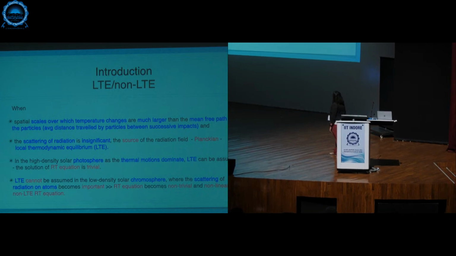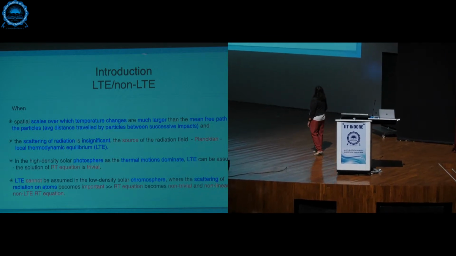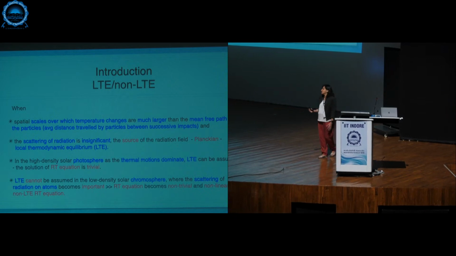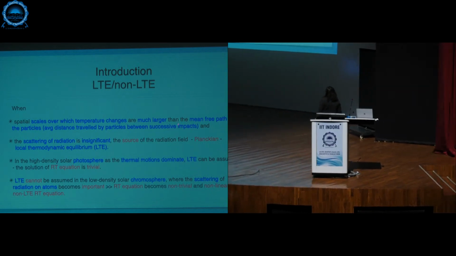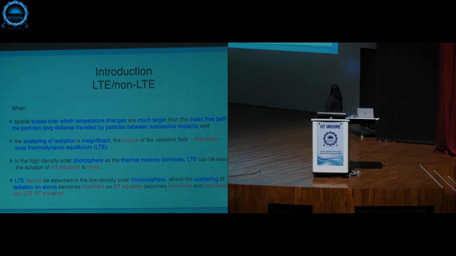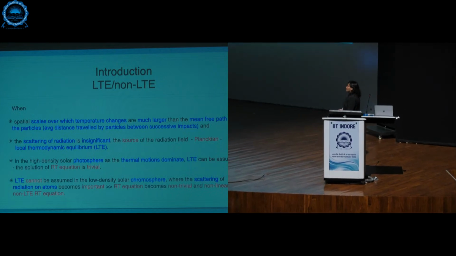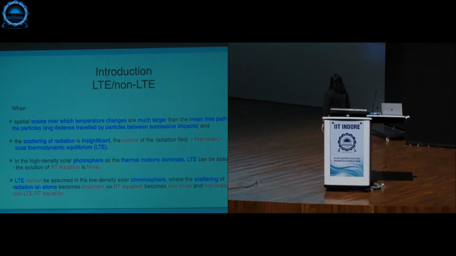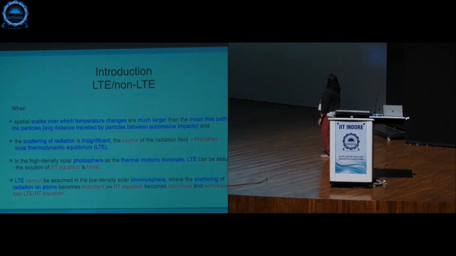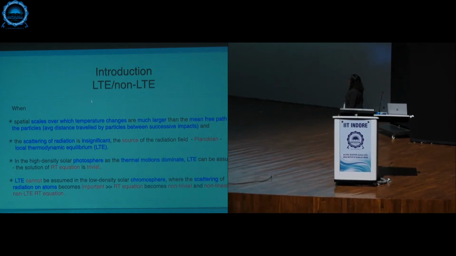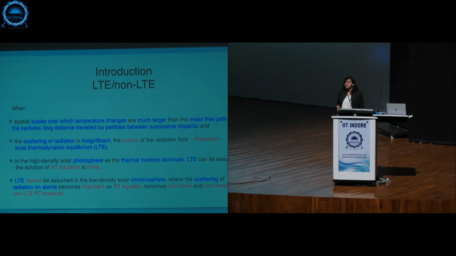That is particularly true because when the spatial scales over which the temperature changes are much larger than the mean free path of the particles, then you can assume something called local thermodynamic equilibrium, where the source function of this radiative transfer equation is just Planckian. It can be assumed in the high density solar photosphere, but as you go up in the low density chromosphere, this approximation of local thermodynamic equilibrium does not work anymore. In this case, the radiative transfer equation becomes a non-trivial, non-linear, non-LTE radiative transfer problem.